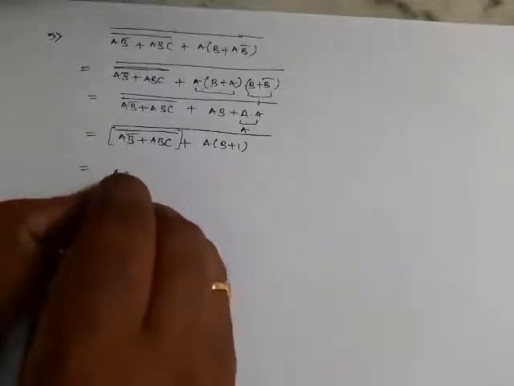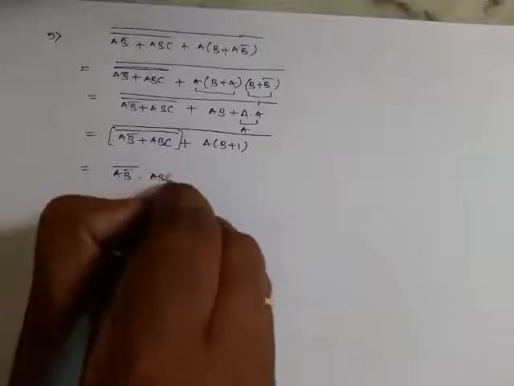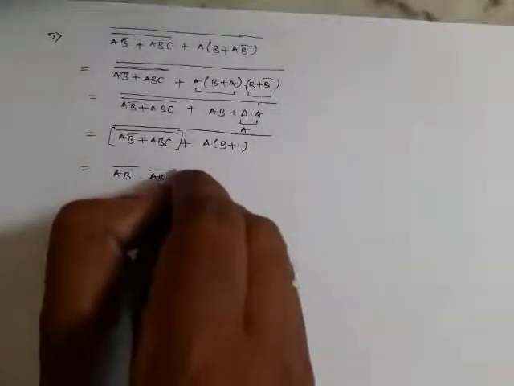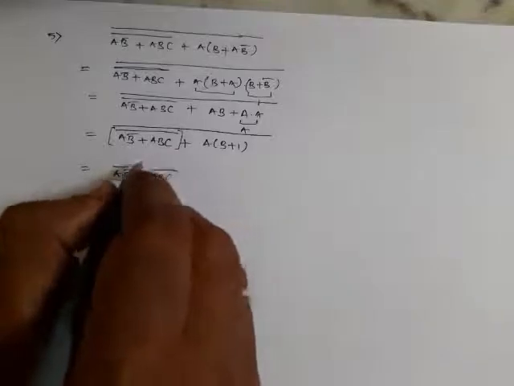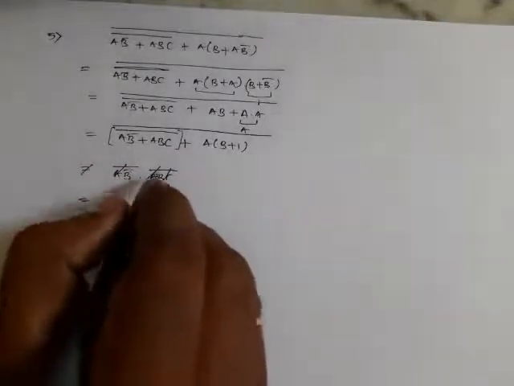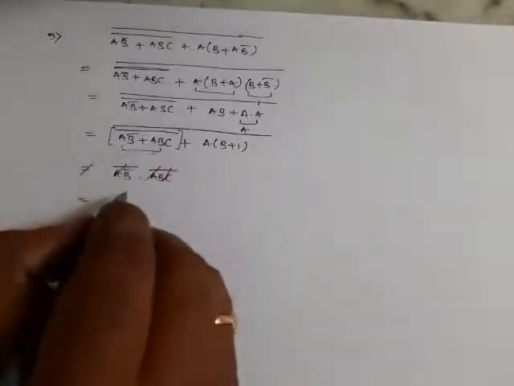This becomes AB bar dot ABC bar, and just before going to this, what we'll do is, before applying De Morgan's, we'll simplify the term inside.